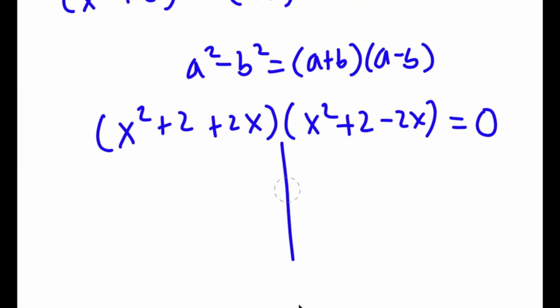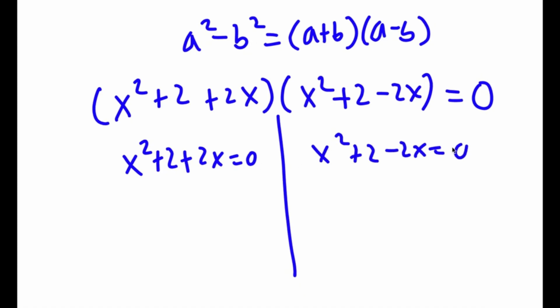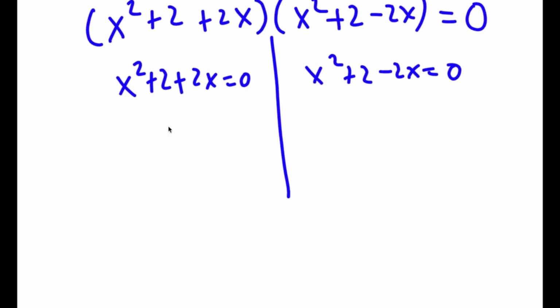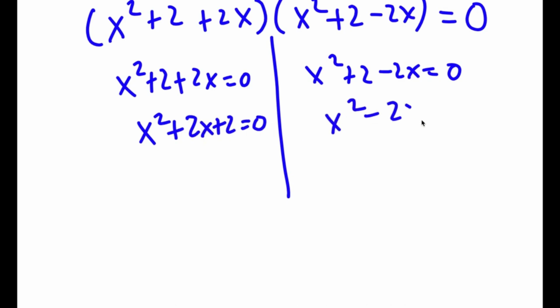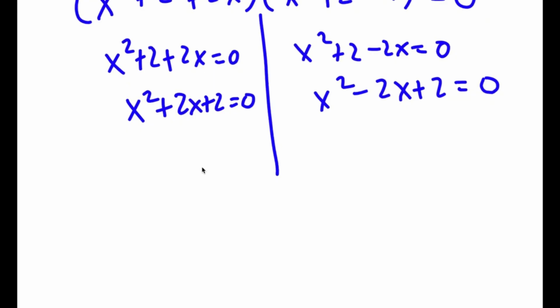So now this gives me two equations. I have x squared plus 2x plus 2 is equal to 0, and I have x squared minus 2x plus 2 is equal to 0. To solve these, all we have to do is simply plug these into the quadratic formula. I'm actually not going to waste your guys' time and put these in the quadratic formula.